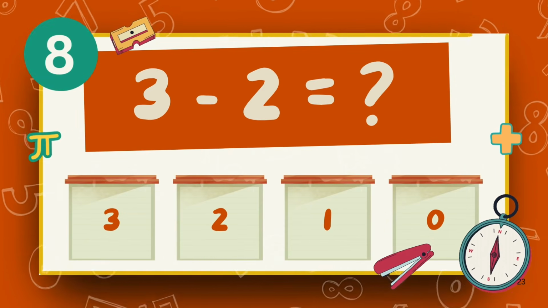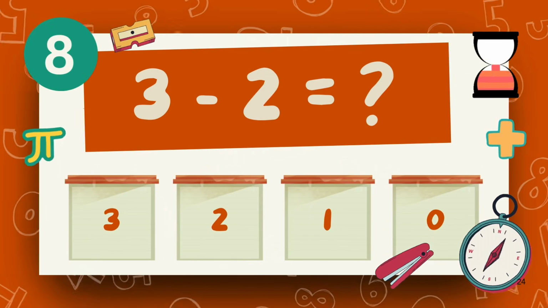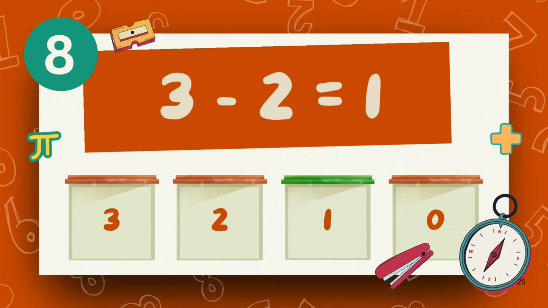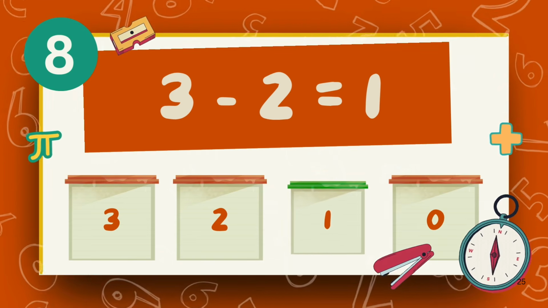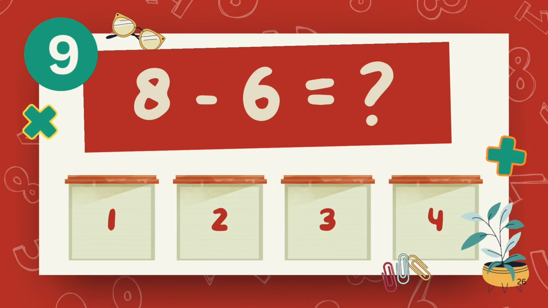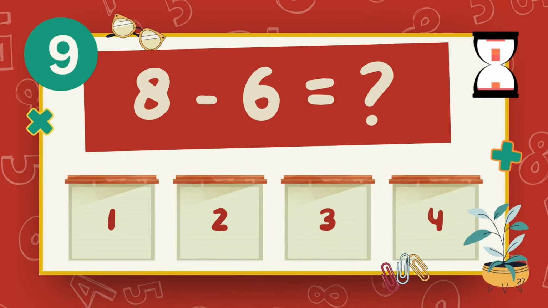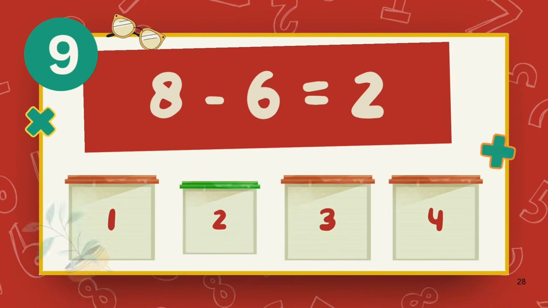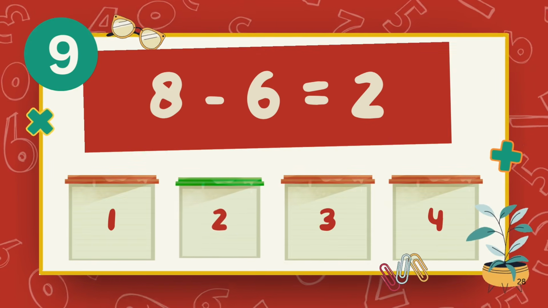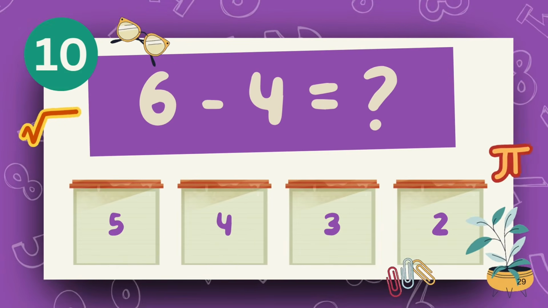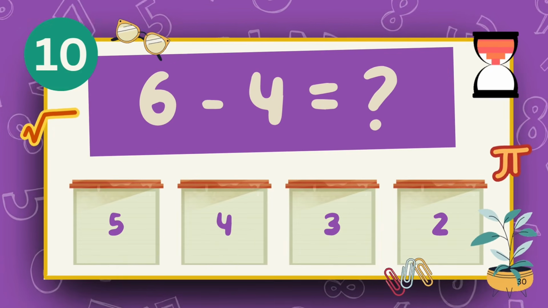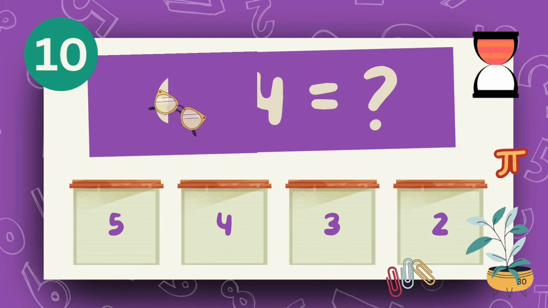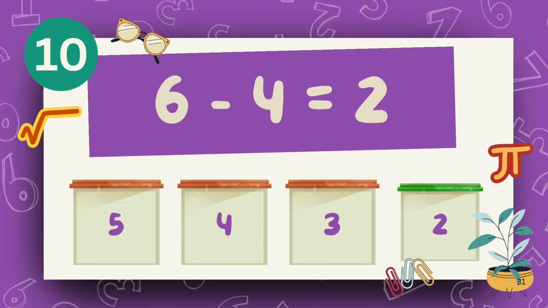What is 3 minus 2? The answer is 1. What is 8 minus 6? The answer is 2. What is 6 minus 4? The answer is 2.